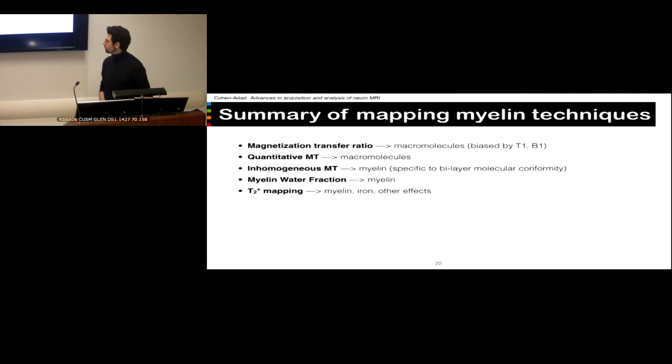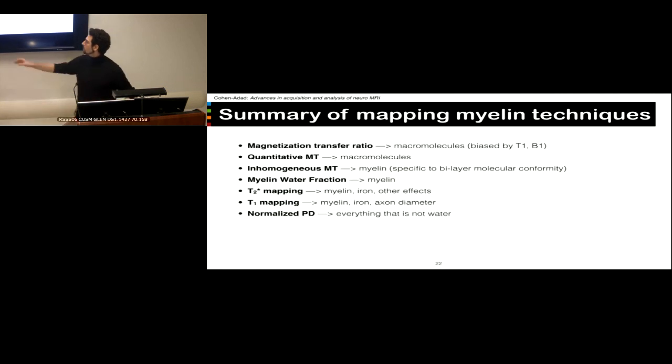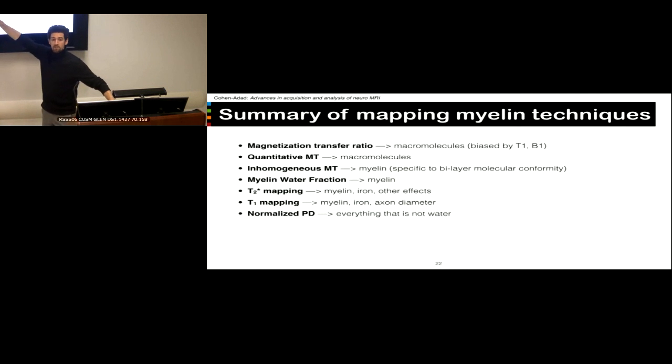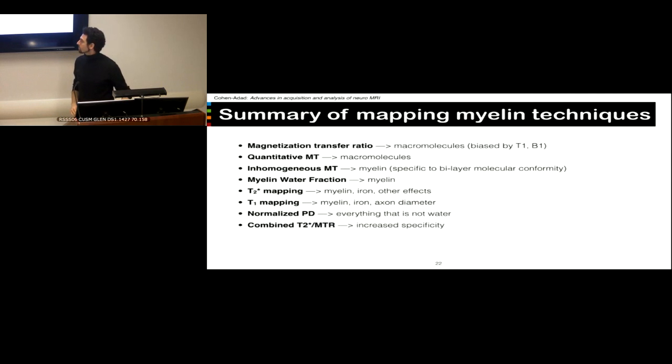We talked about myelin water fraction. Some people also do T2 star mapping, T1 mapping, and all of these have more or less specificity to myelin and are more or less confounded by other factors. There is also people trying to combine different methods, and so each year at ISMRM there are new techniques that come out.